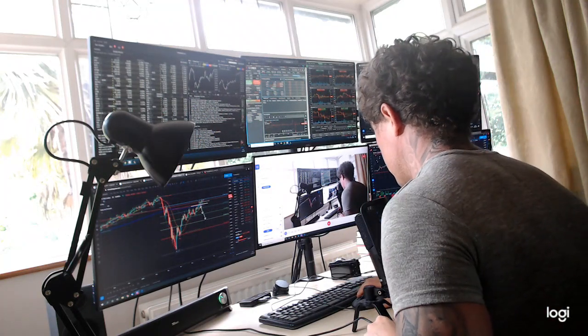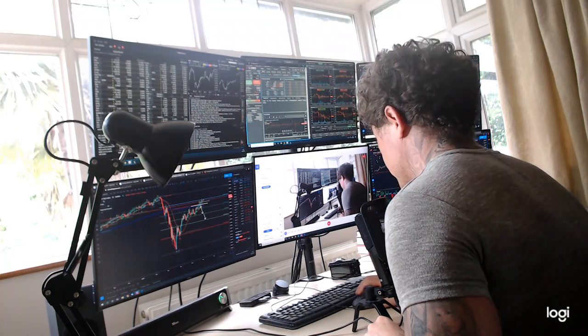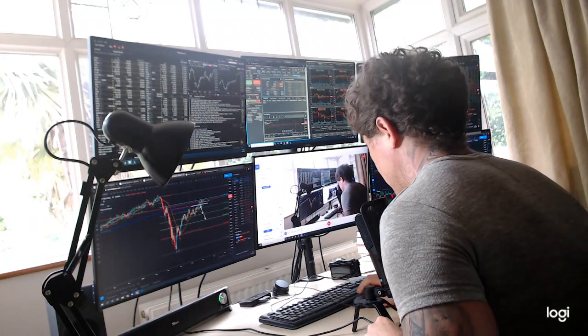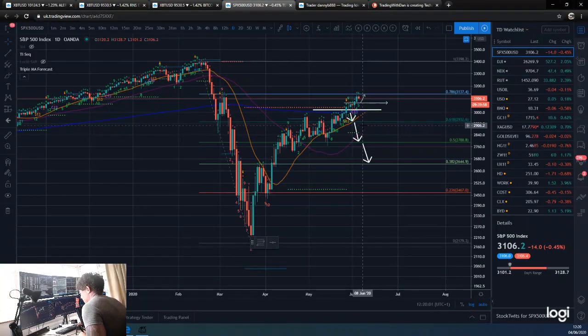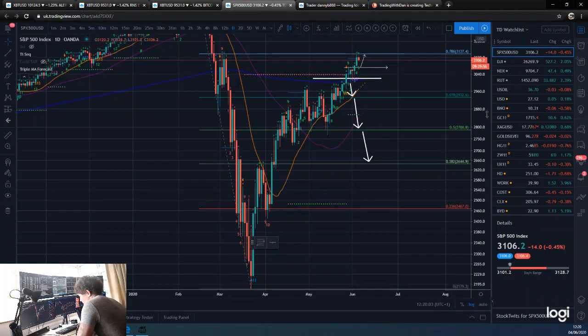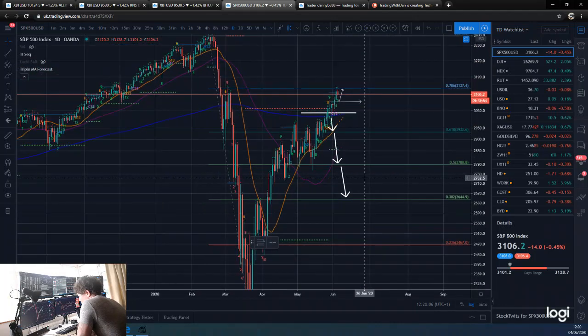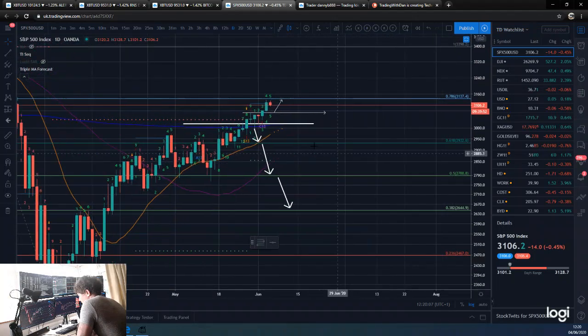So this is our TD Sequential look at the major markets. So straight over to those charts. Right, so starting with the S&P, you can see we had our shorter term trade idea based on the top of this daily 9 we had.